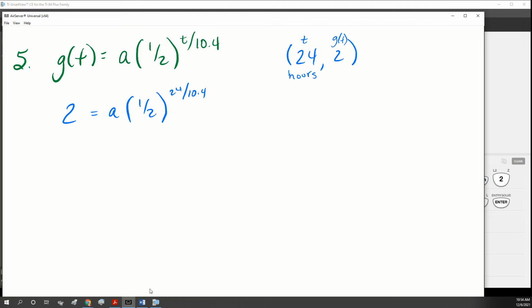You can't use a variable, right? Yeah. But you can take 1/2 and you can raise it to the 24 over 10.4.